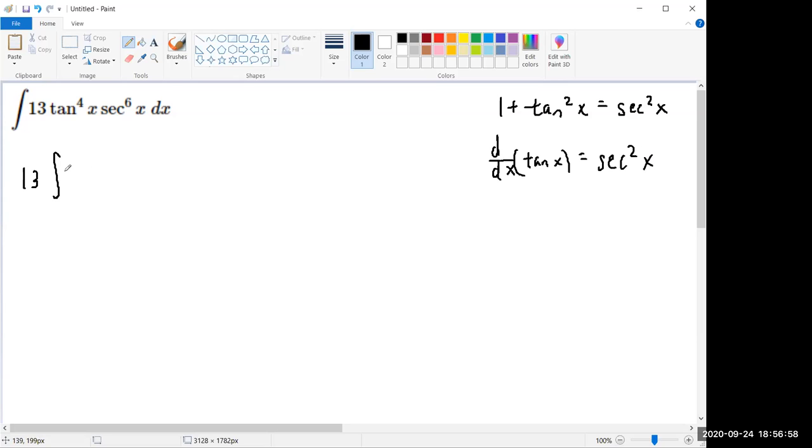Rewrite secant to the 6th power as 1 plus tan squared x to the power of 3 as a whole, maybe. Well, if you do that, then everything's in terms of tangent, right? I don't think we want that, because if everything is the same trig function, then you have nothing for du, right? Oh, okay.